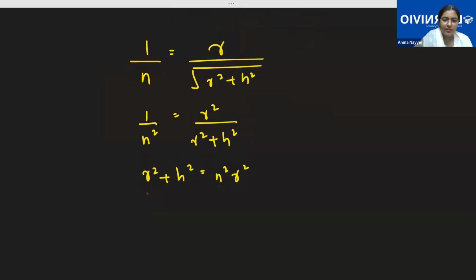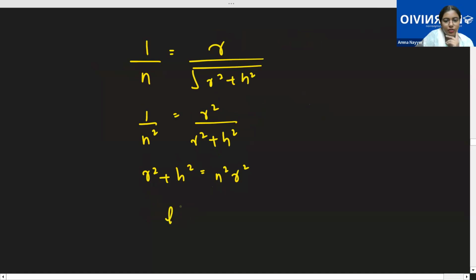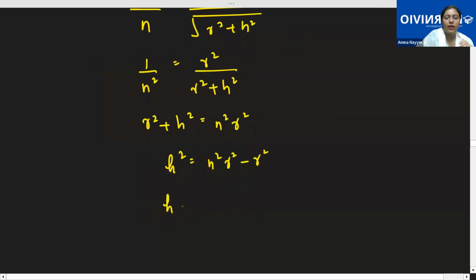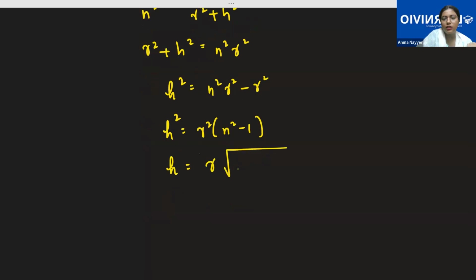Now if we shift this, h square will be n square r square minus r square. Now it's right. h square will be r square times n square minus 1. Take the roots. h is equal to r under root n square minus 1. That's the height.